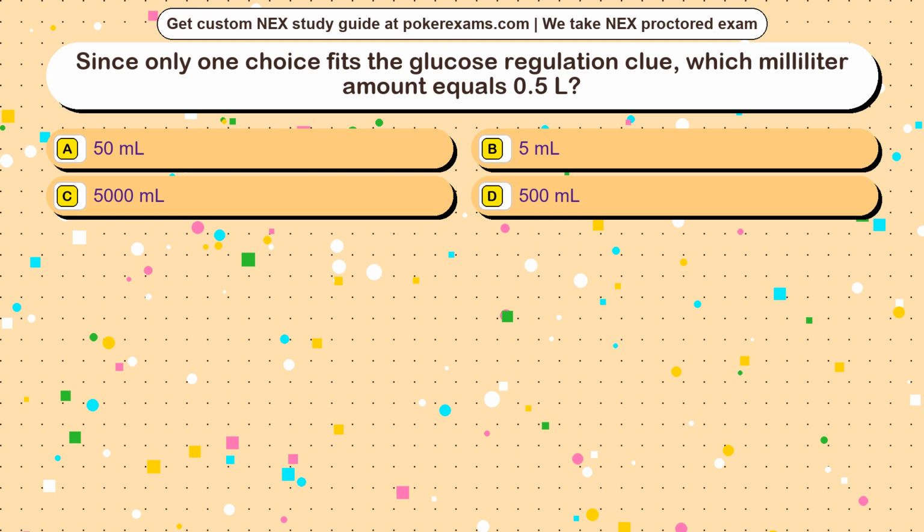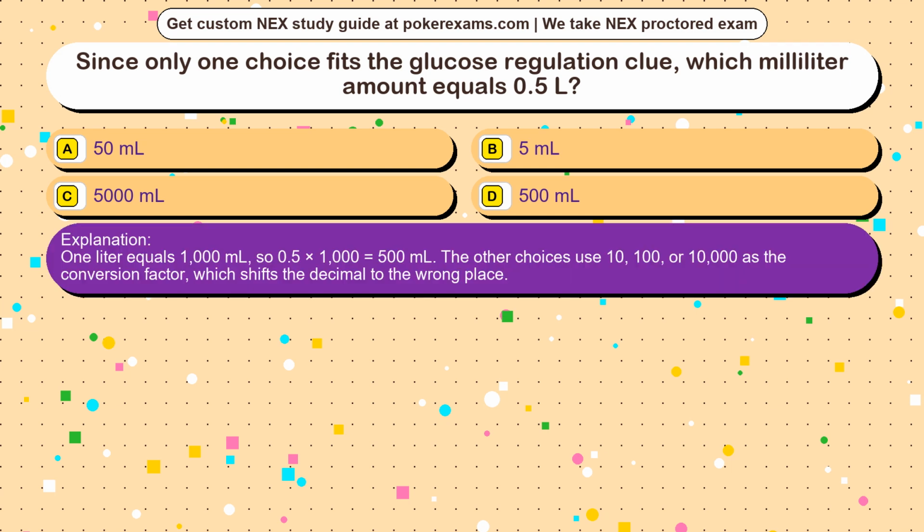The correct answer is option. 1 liter equals 1000 ml, so 0.5 times 1000 equals 500 ml. The other choices use 10, 100, or 10,000 as the conversion factor, which shifts the decimal to the wrong place.